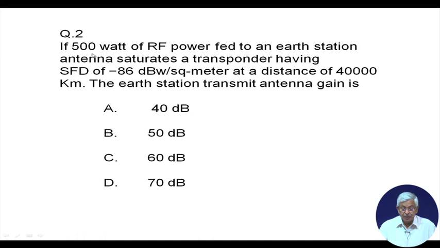So, the power amplifier output from the ground station is such that at this distance the flux density which is reaching the satellite is minus 86 dBW per square meter, and the value is such that it saturates the output amplifier, that is EIRP gets saturated. So, it is called saturation flux density. So, from this you find out earth station transmit antenna gain. Let us see how it can be done.